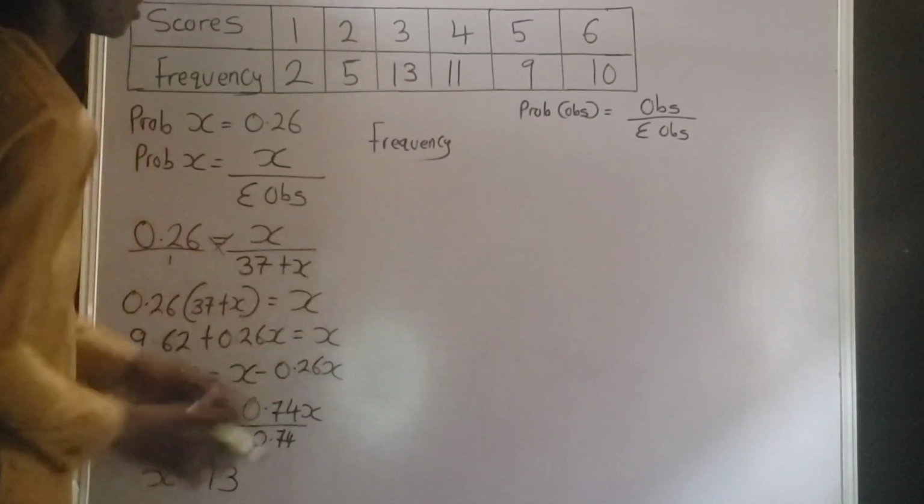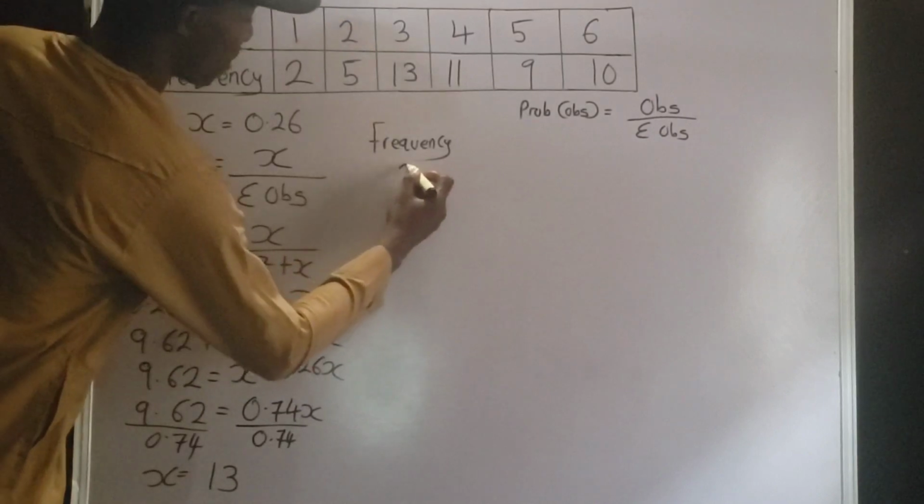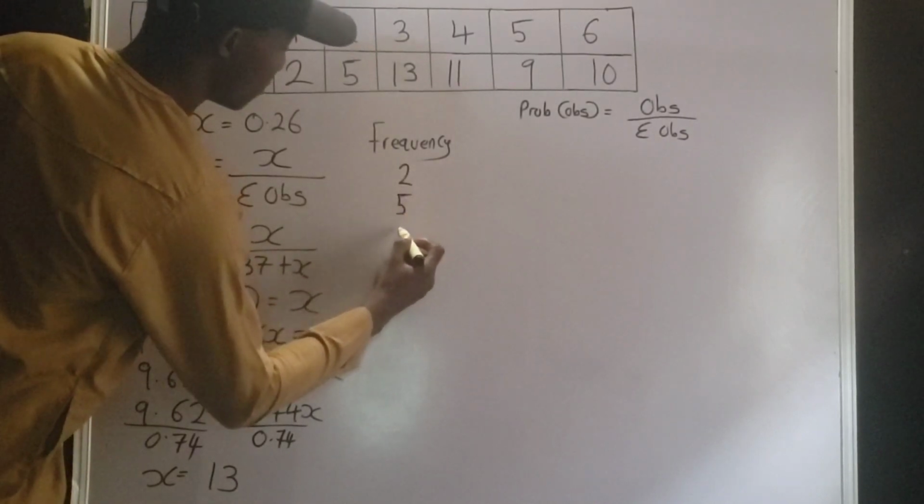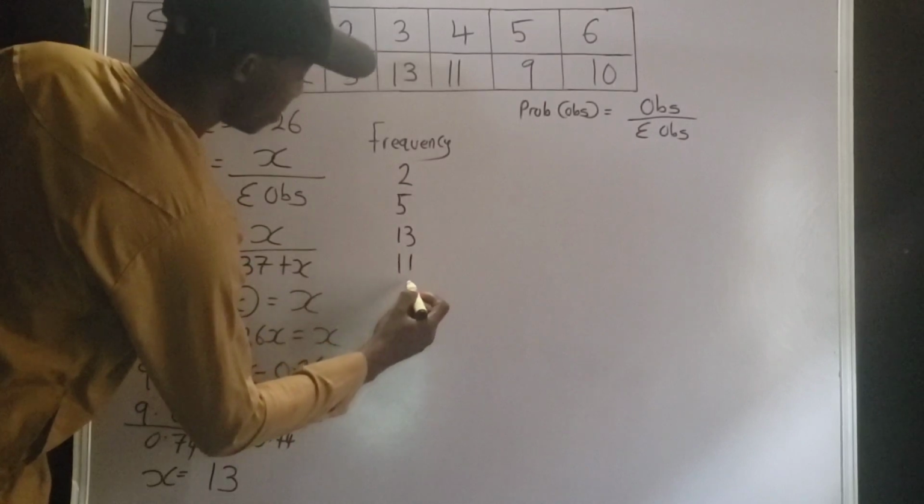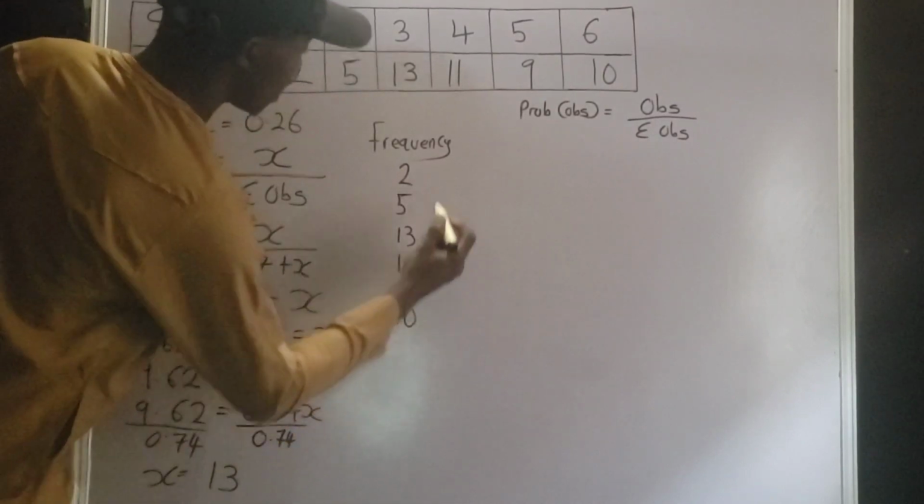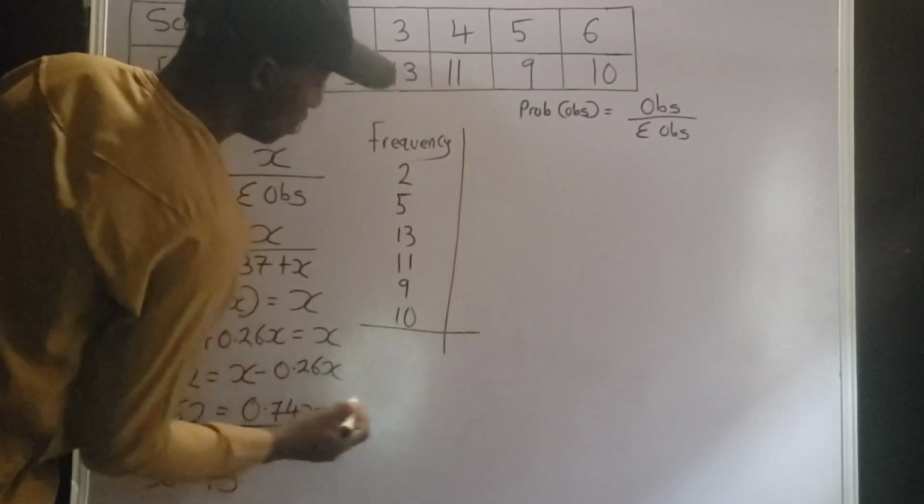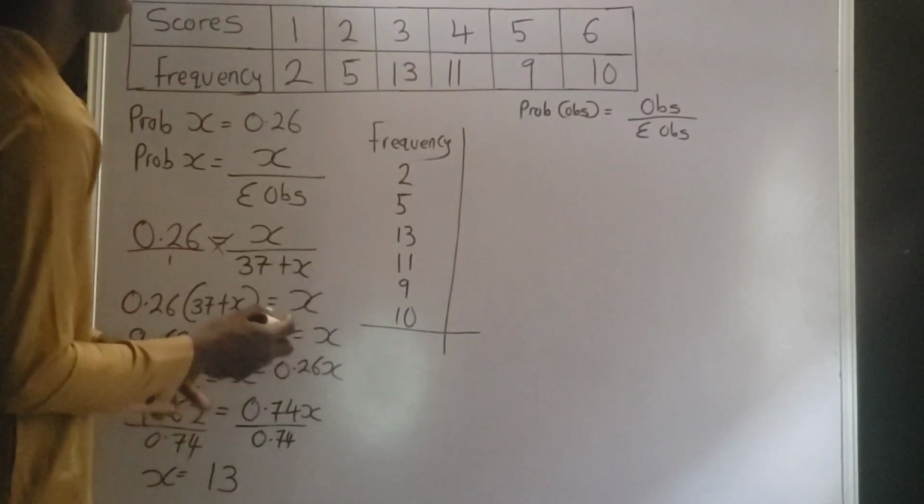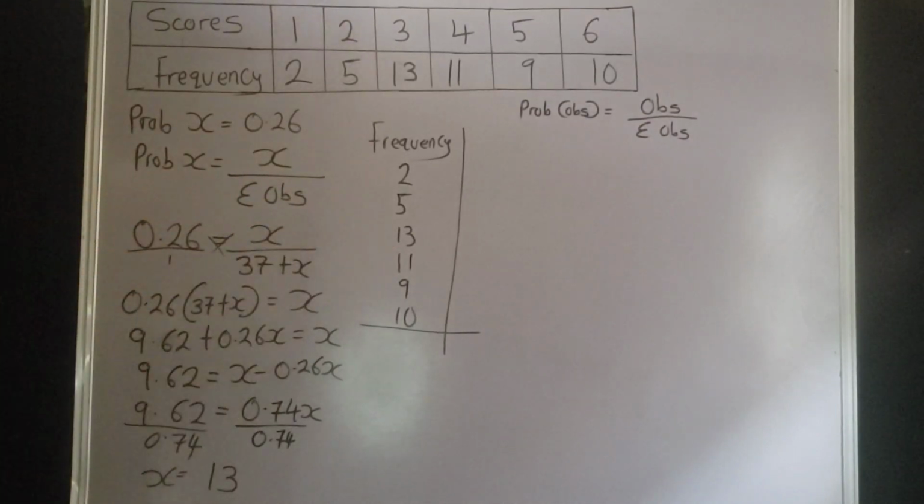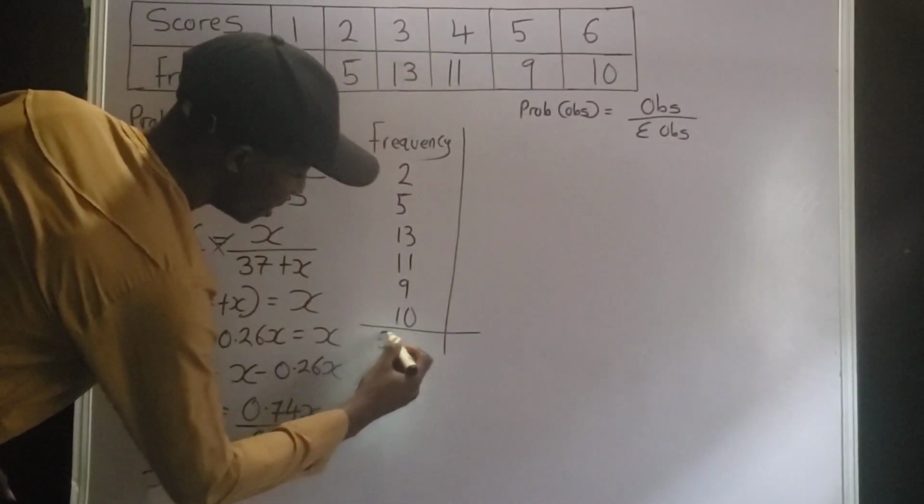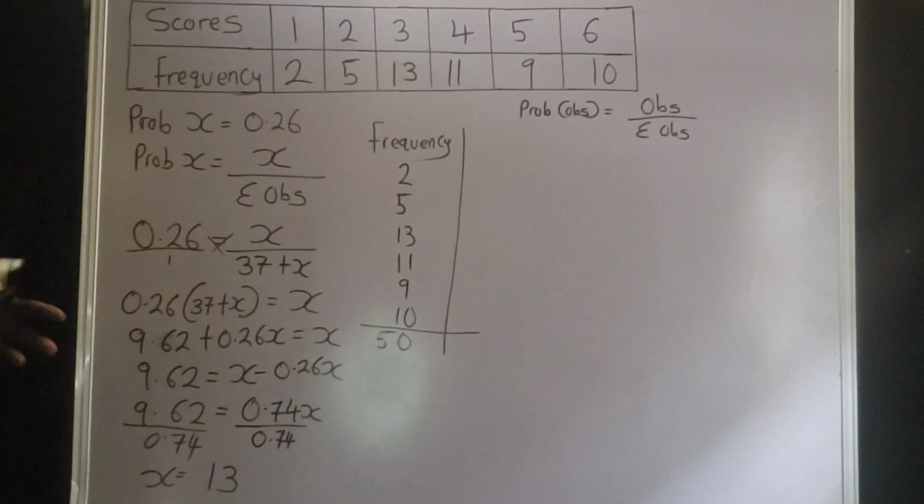So let's have a frequency table here. I'm going to have 2, 5, 13, 11, 9, and 10. If you sum all this together, that is 2 plus 5 plus 13 plus 11 plus 9 plus 10, that will give us 50. So if the frequency is 50, is 50 an odd number or an even number? Yeah, 50 is an even number.